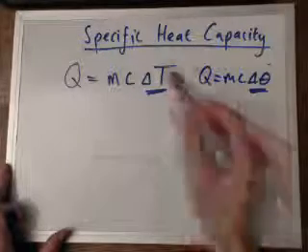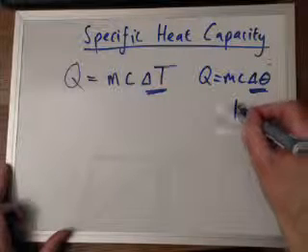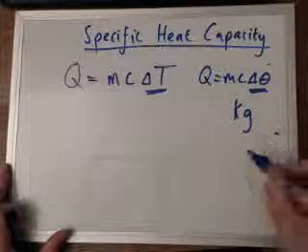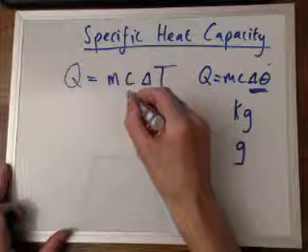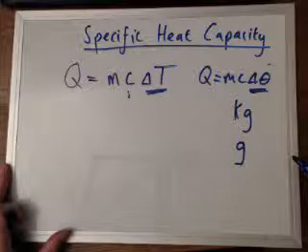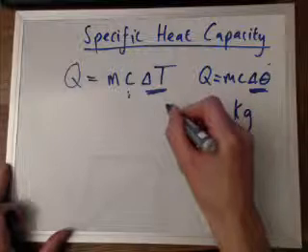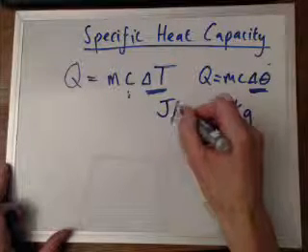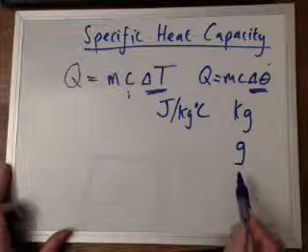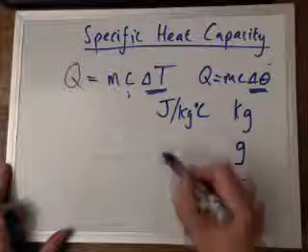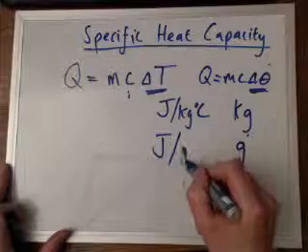M is the mass, and for SI units, the mass is in kilograms. However, sometimes we can use it in grams. And the C there is the specific heat capacity, and the specific heat capacity C has the units of joules per kilogram degree C. Now, if you're working in grams, which you can do, and often in chemistry it's in grams, it's joules per gram degree C.